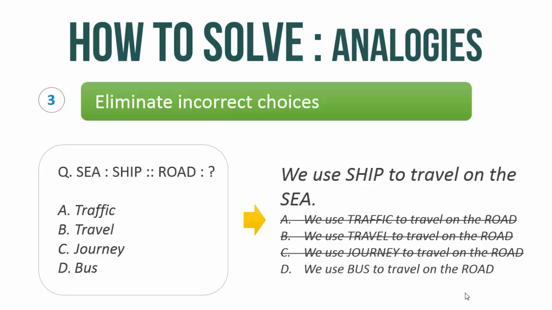What is left is option D, that is, we use bus to travel on the road, which makes sense. If there's a road and you want to travel on it, you could probably use a bus. Also, the relationship between bus and road in this sentence is the same as the relationship between sea and ship in your first sentence. Hence, we arrive at D, that is bus, as the correct answer.